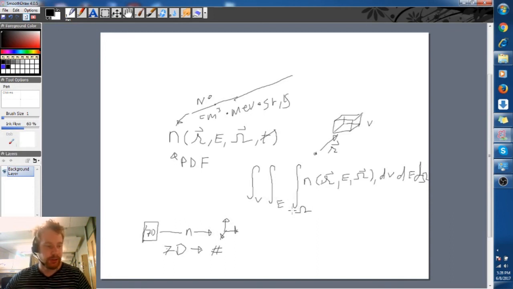So that's the neutron density function, and sort of a brief introduction to state space. In the next video, I'll be talking about the flux, and we'll go from there. We'll move on to the current.